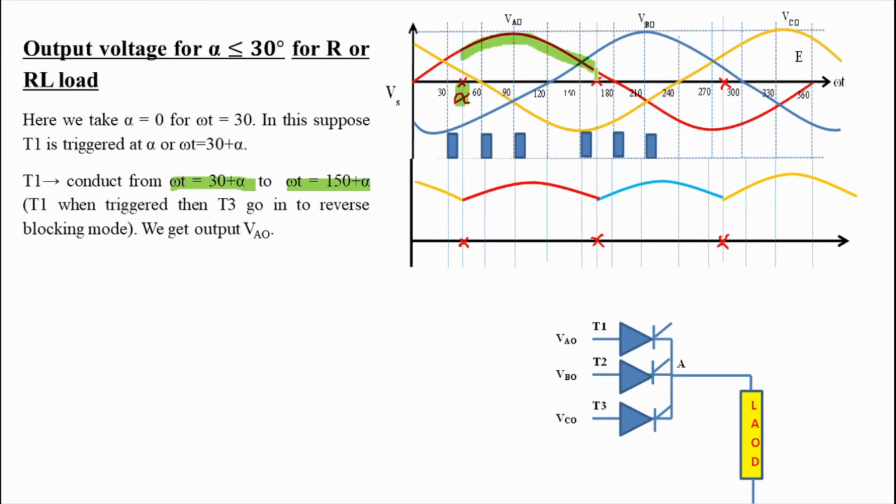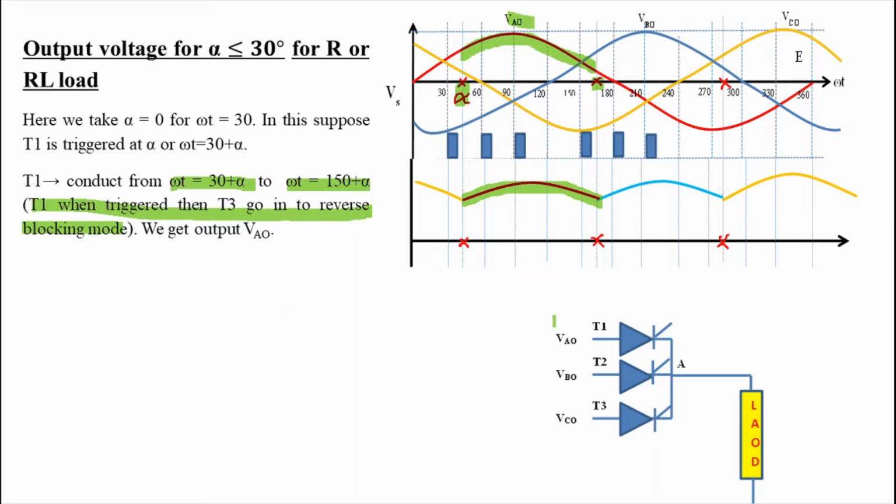So basically this thyristor is fired between omega t equals 30 to omega t equals 60 degree. Now when this thyristor T1 is triggered, it will conduct from 30 plus alpha to omega t equals 150 plus alpha. That is, it will conduct for 120 degree. And when T1 is triggered, then T3 will go into reverse blocking mode and we will get the output voltage equal to VA naught. So we will get V naught equals VA naught during this period.